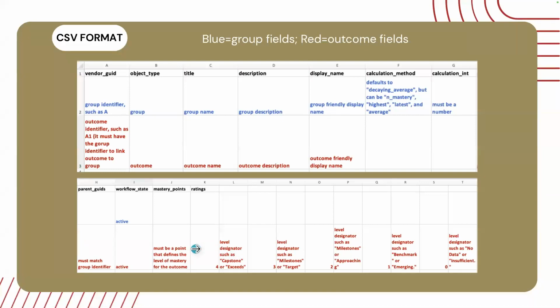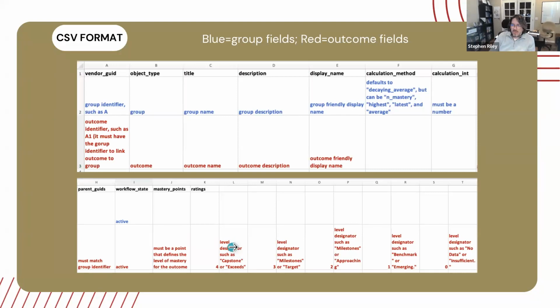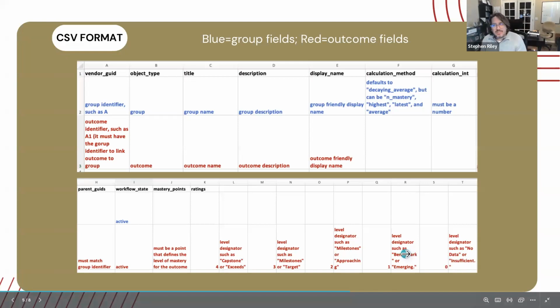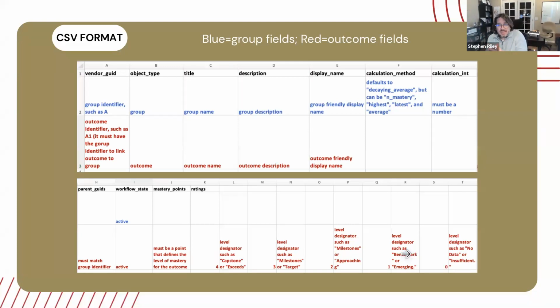And the way that the ratings are set up, you have a number and then a designator or descriptor. And in ours, I'll show in just a second, we chose to use the capstone, like the AAC and U capstone, then a dash, and then the descriptor of what meets that level. And we went all the way down to a 0 as insufficient. So that's kind of the format that the CSV document needs to be in.